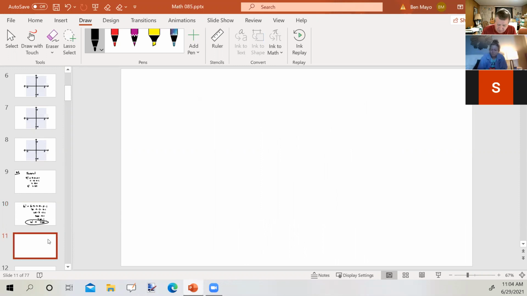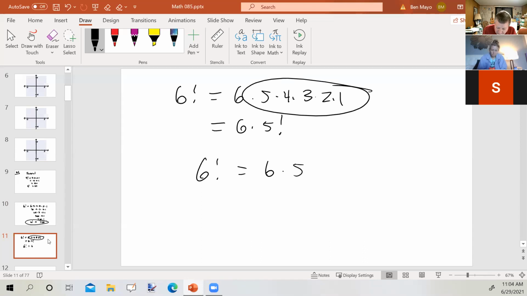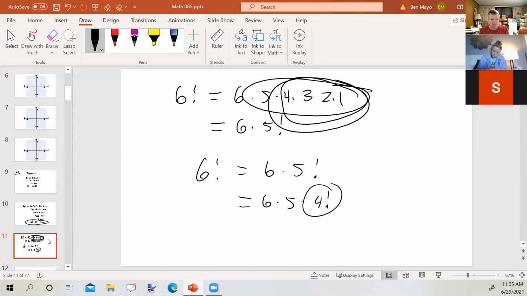All right, consider this. Let's go back to 6 factorial. If 6 factorial is equal to 6 times 5 times 4 times 3 times 2 times 1, wouldn't that be equal to 6 times 5 factorial? Because wouldn't that be 5 factorial? So I could take 6 factorial and write it as 6 times 5 factorial, or I could write it as 6 times 5 times 4 factorial, because 4 factorial would be equal to 4 times 3 times 2 times 1. Getting that idea? Let's find out if you are.